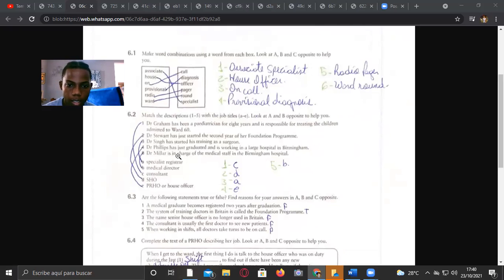So the first one is C. Dr. Graham has been a pediatrician for 8 years and is responsible for treating the children admitted to ward 6. And it is consultant. Dr. Stewart has just started the second year of her foundation program.